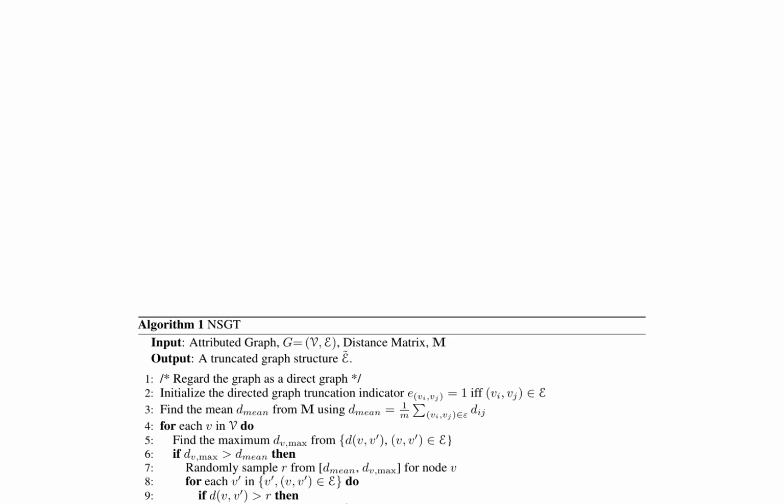For each node V_i in V, the algorithm identifies the maximum distance d_i,max from the set of distances d_ij, for V_j such that V_i, V_j is an element of E. If d_i,max exceeds d-mean, a distance r is randomly sampled from the range d-mean to d_i,max for node V_i. Then, for each neighbor V_j of V_i, if the distance d_ij surpasses r, the algorithm sets E, V_i, V_j, to 0, effectively planning to cut the edge from V_i to V_j.